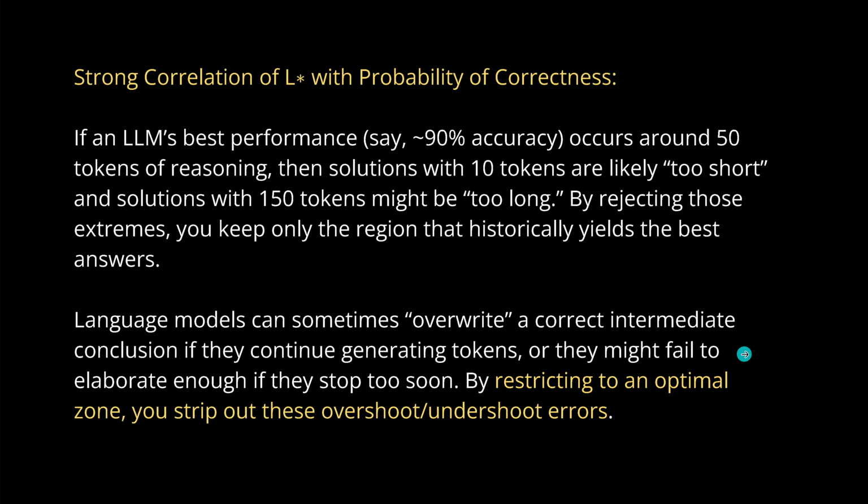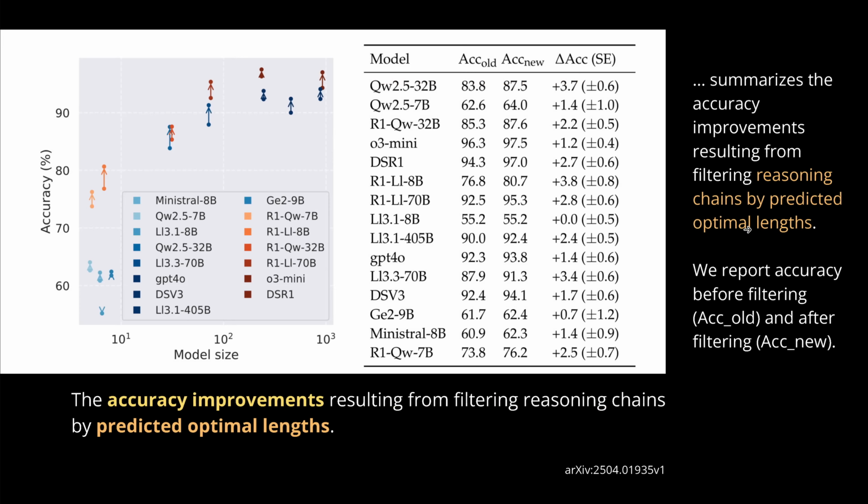This is the topic of my last videos. And now they come to the conclusion that by restricting the test time compute scaling to an optimal zone, they hope to strip out those overshooting and undershooting errors caused by the wrong length of the reasoning token sequence. I don't know if the length of a reasoning token sequence alone will give you a confident signal on the correctness of the reasoning, because I want a correct answer. So you see, we are trying to find a solution, and it is not simple at all.